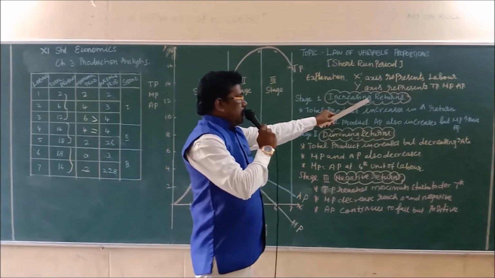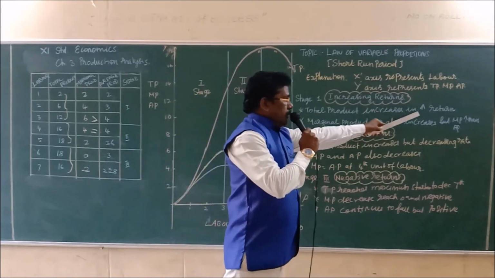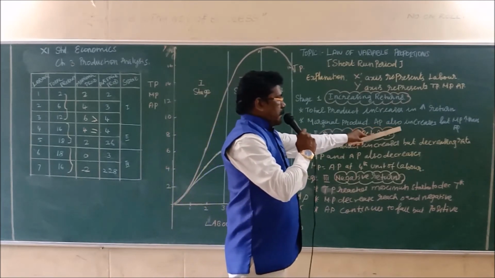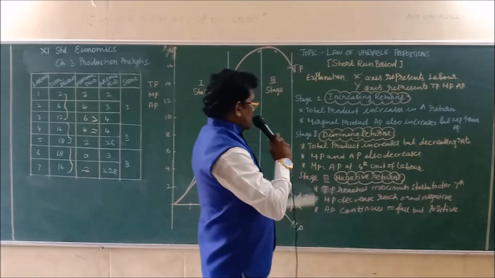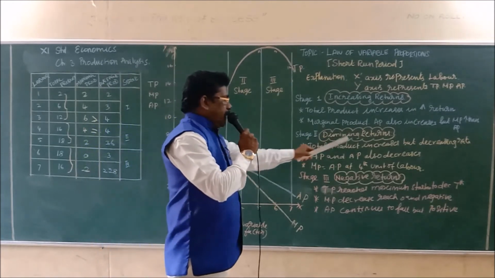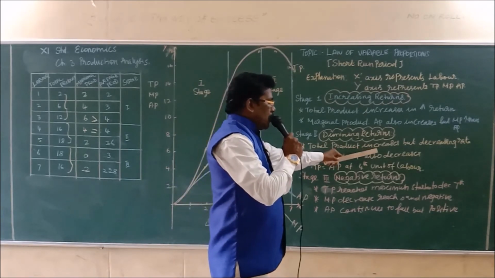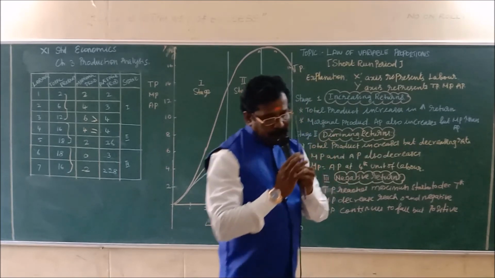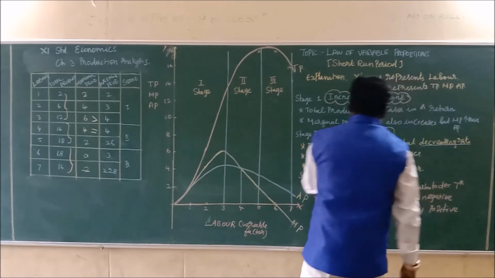Why we call it increasing returns: the total product increases at increasing returns. The marginal product as well as the average product also increase, but the marginal product is higher than the average product. This is the first stage. In the second stage, diminishing returns. How is it? The total product increases but it is increasing at a decreasing rate. That is very important. Increasing at a decreasing rate.